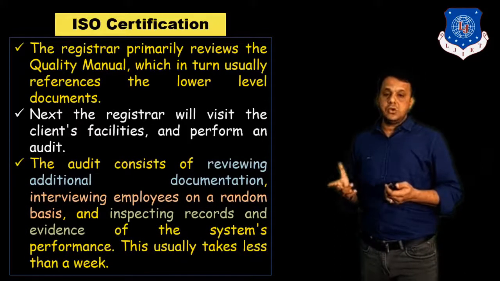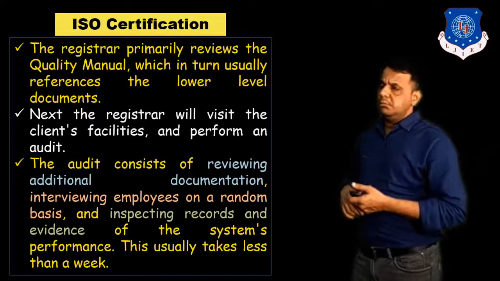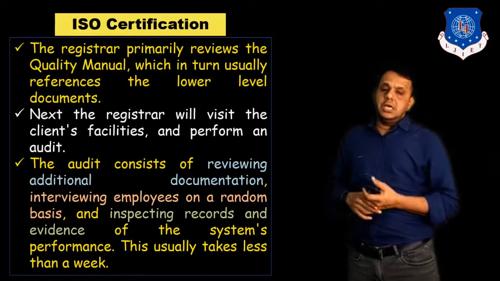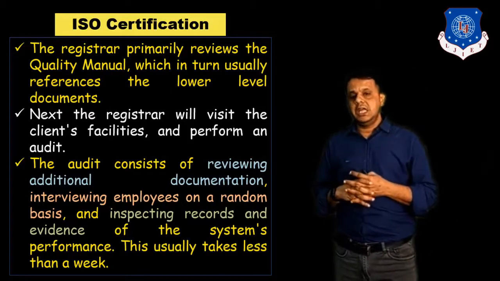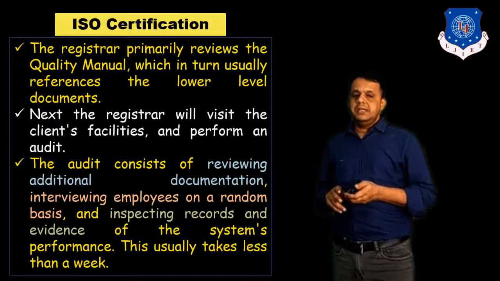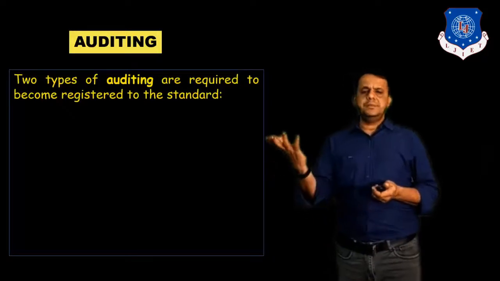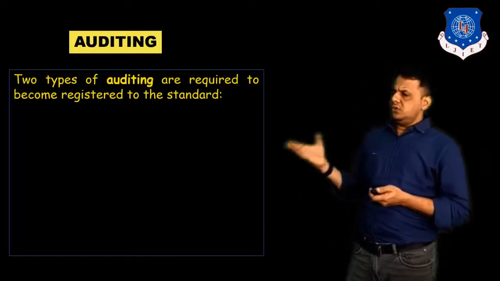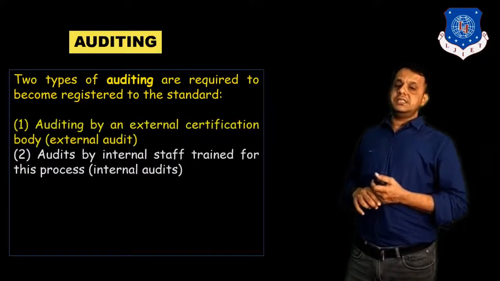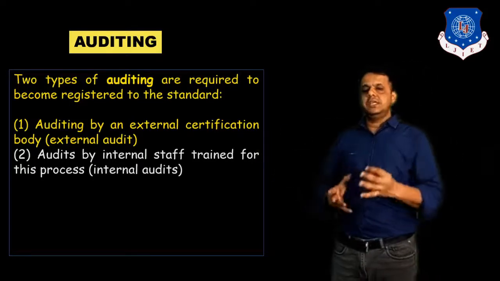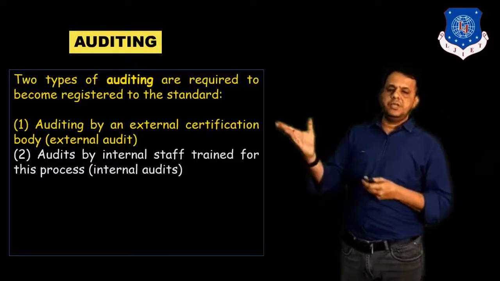This audit will consist of reviewing some additional documentation, some random interviews of the employees, and then inspecting the records and evidence of the system performance. And usually it takes less than a week, and once it is done, the certificate will be issued. When you talk about auditing, there are two types. One is external, by a third party assessment, and another is internal audit where cross department auditing is done, like department X will assess department Y, and department Z will come to department X.